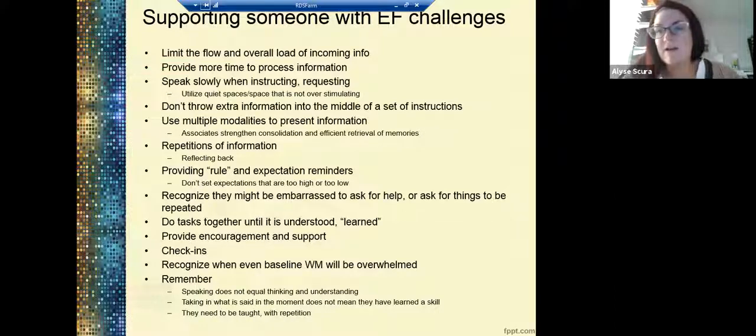Repetition. I think repetition is something that the systems get the most frustrated with. Well, they know this, they should know this. We tell them all the time. So, I'm done telling them. I've heard it in the systems I work with. And I'm like, well, you can't be done telling them, because they need that repetition.